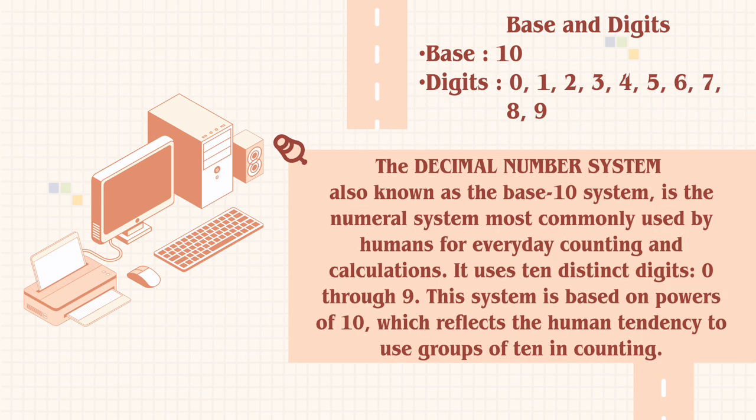Next is the decimal number system. Also known as the base 10 system, is the numeral system most commonly used by humans for everyday counting and calculations. It uses 10 distinct digits, 0 through 9. This system is based on powers of 10, which reflects the human tendency to use groups of 10 in counting. The base is 10 and the digits are 0, 1, 2, 3, 4, 5, 6, 7, 8, and 9.